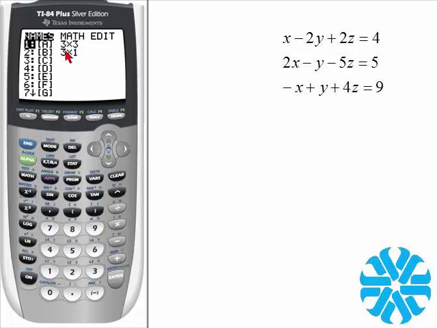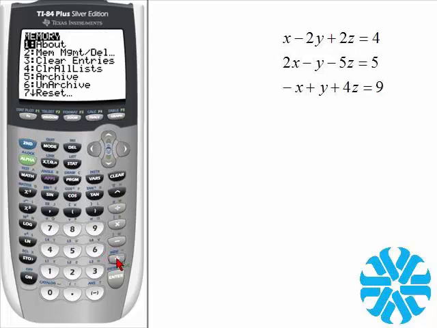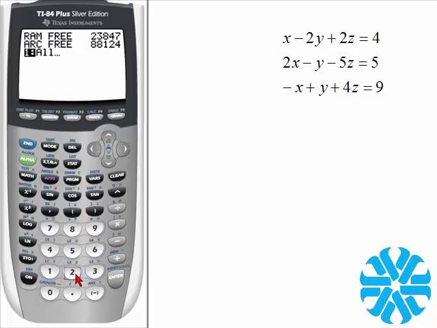So let's recall how to delete them. We go to second function and mem. We go to number 2, mem management, delete. So number 2, and then number 5 for matrix. And let's say we just want to delete matrix B. So if we move down to here and select the delete key, then we can go back to the matrix screen, and now you see we only have matrix A.